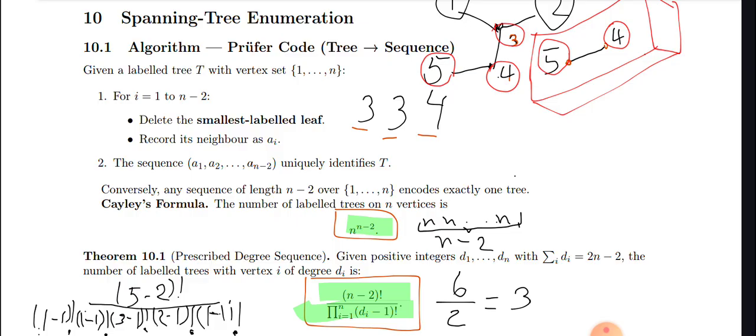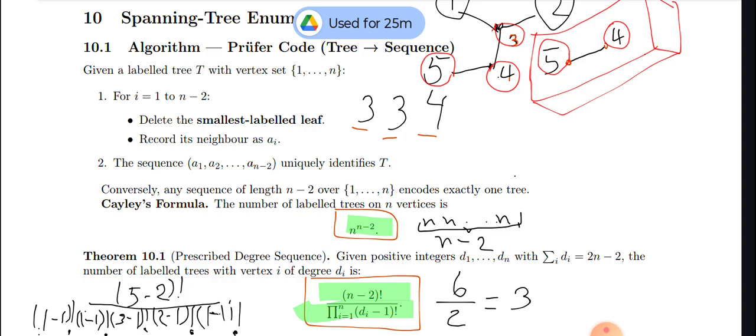And the beauty of it is the bijection. Every unique labeled tree corresponds to exactly one of those sequences. And critically, every single possible sequence of that type can be used to reconstruct exactly one unique labeled tree. And that leads directly to the famous counting result known as Cayley's formula.